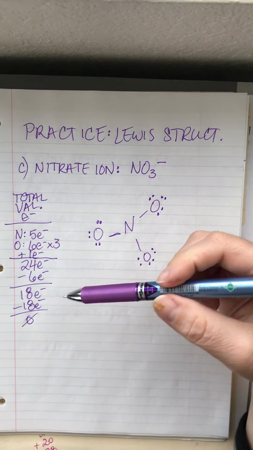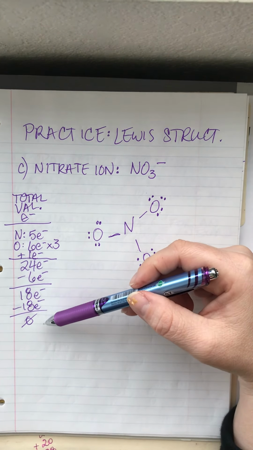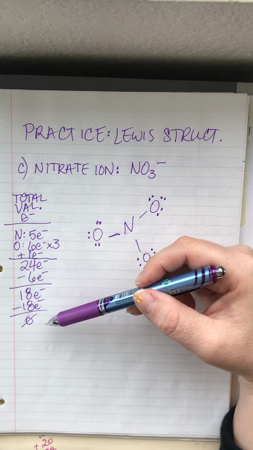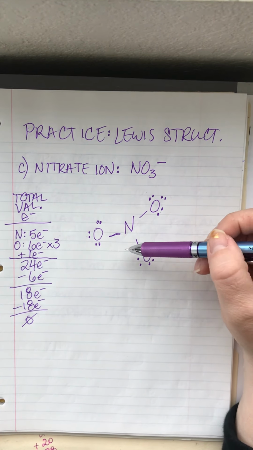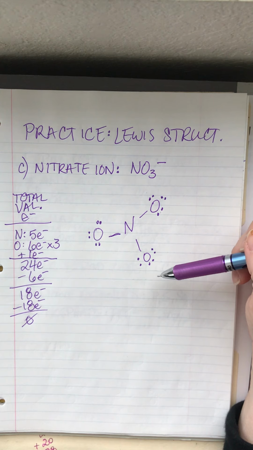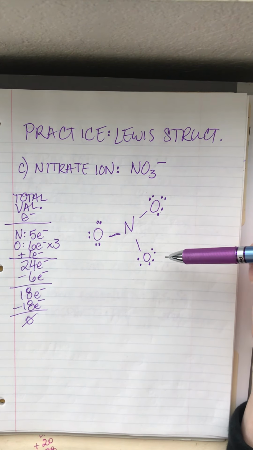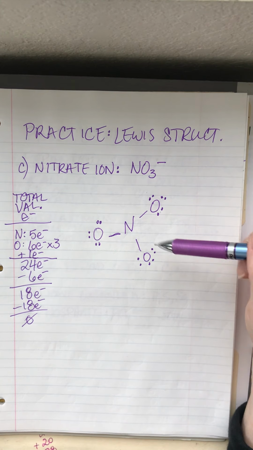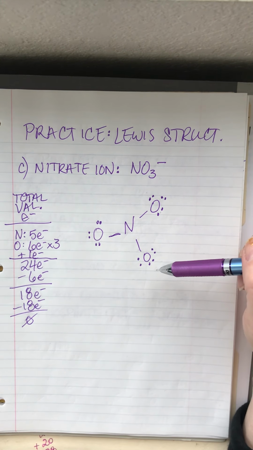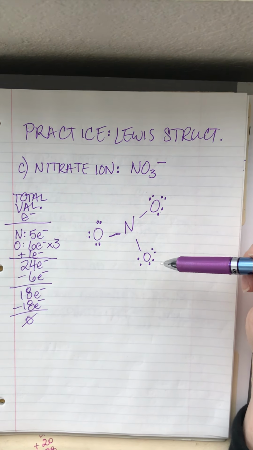I want to caution you guys, I always do this counting. It may seem like it's a waste of time, but it's really easy when you start throwing electron pairs around here to accidentally add an extra pair. So I'm just trying to make sure that I haven't added any extra electrons here.